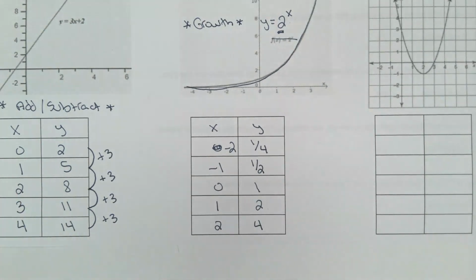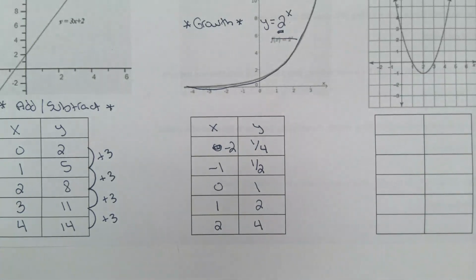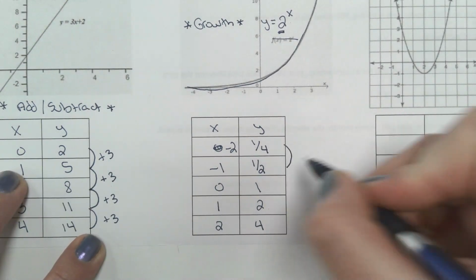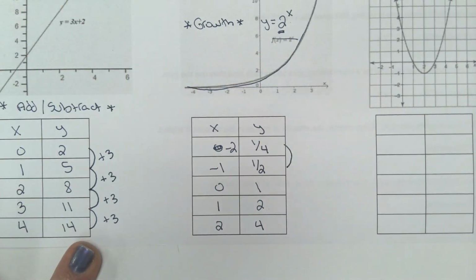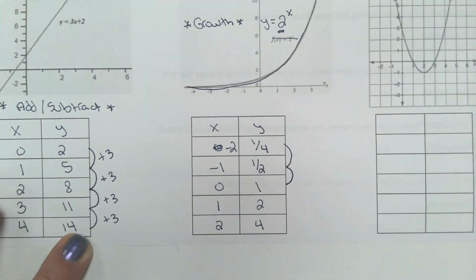4. All right. So if you only have a table of values and you're trying to figure out what kind of function this is, linear, exponential, or quadratic, you always start by looking at your y values and asking, how did that y value go from 1/4 to 1/2? Sometimes when it's fractions, it's a little bit harder. See if you can find a pattern. How can I go from 1/2 to 1?